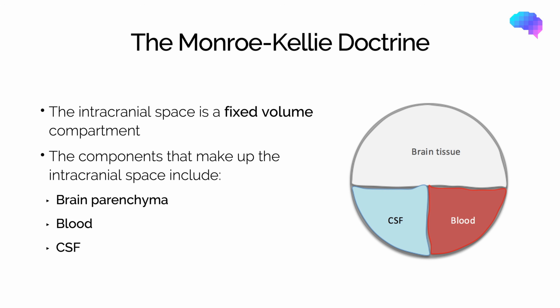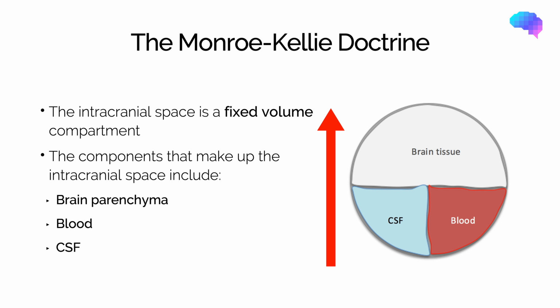So when there's a bleed in the brain, there'll be an increase in the blood component of the intracranial compartment. And to prevent a rise in pressure, the body will have to shunt CSF away from the intracranial compartment to maintain the normal volume of the intracranial space. Now, the body can only compensate up to a certain point, and when no more CSF can be diverted, there will be an increase in pressure.